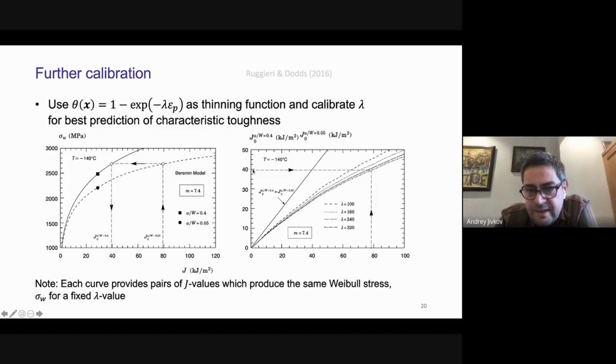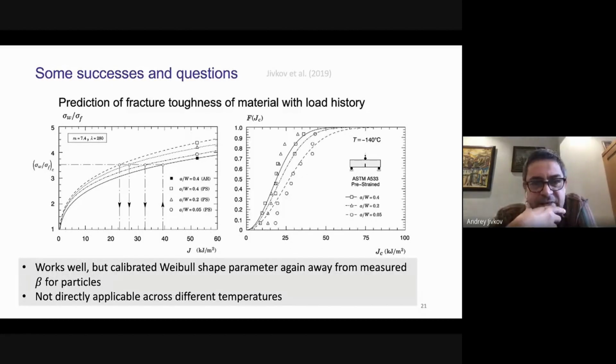And so this was the experimental data point, the characteristic toughness for 0.4, something like 40 joule per square meter, and this is something like 78 for the shallow crack. And we had some successes with this calibration. We managed to show that this type of calibration is possible. With this type of calibration, we can find the changes of fracture toughness due to constraint effects and also load history effects, particularly prior plastification of the material.